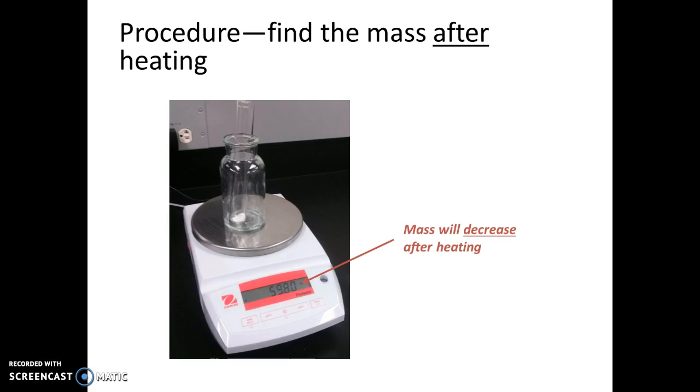To get the final mass after heating, you're going to want to use the same glass jar like you did before, and you're going to put the ignition tube in there and get that final mass. What you should find is that the mass after heating decreases because you removed the water due to evaporation.